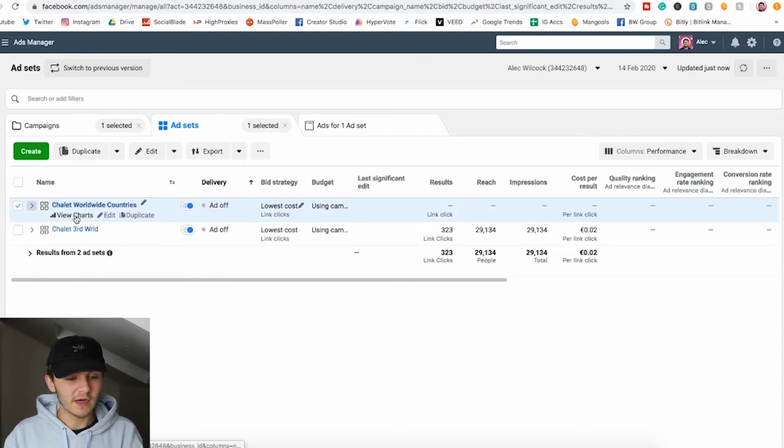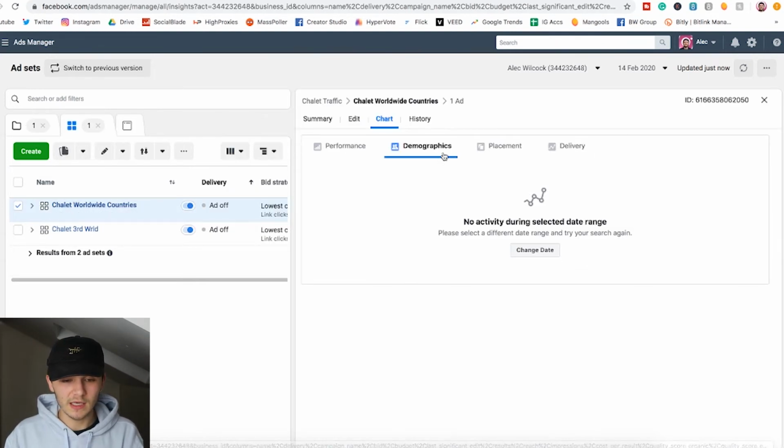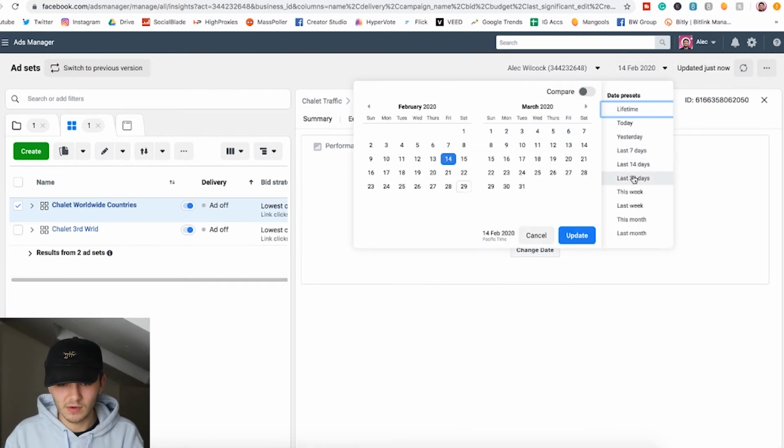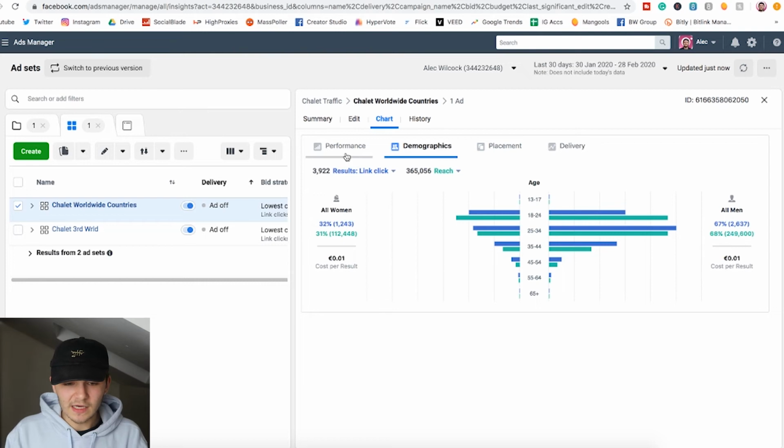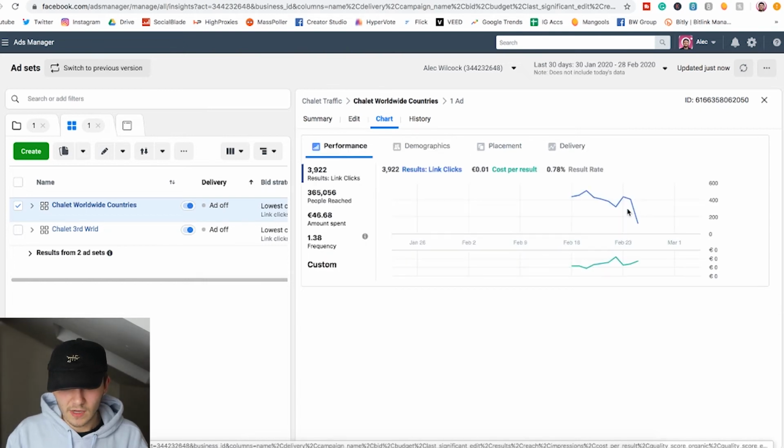Okay, so now if I click on view charts and I click on demographic, I'm going to select this back to just past 30 days so I know all of it's included. This ad was ran for, let me have a look, view charts, performance. So this ad was ran from the 16th all the way to the 25th, and that was roughly €5 a day. As you can see, total amount spent was €46.